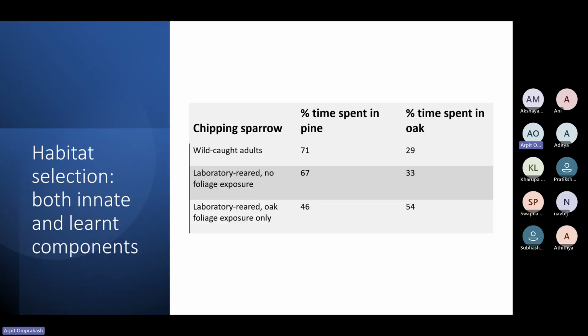Right. So in birds, people experimented and found that this habitat selection has both innate and learned components. So what do we mean exactly?